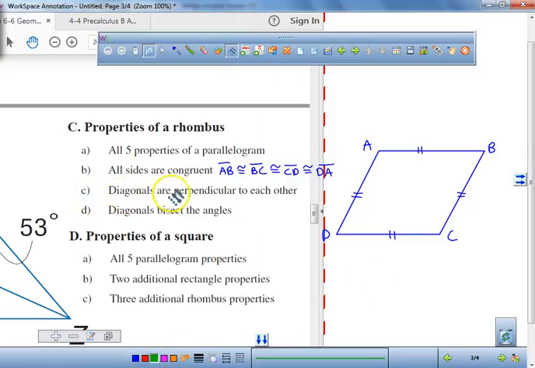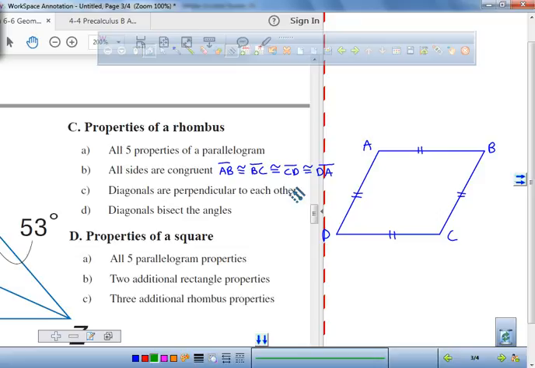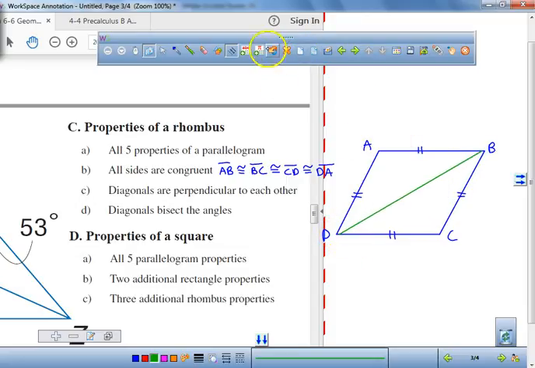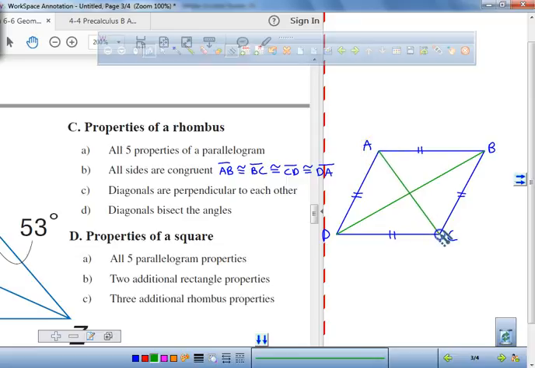Right here it says the diagonals are perpendicular to each other. So if you drew a perfect rhombus, that means the diagonals have to intersect at a 90-degree angle. Now what does that mean? That means if I draw the diagonal in, right here to here, that diagonal right there, and if I draw this diagonal right here, what should that form? It should form a right angle.